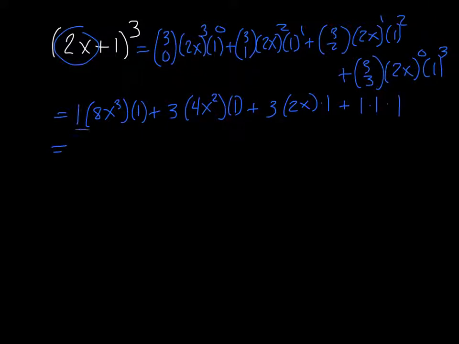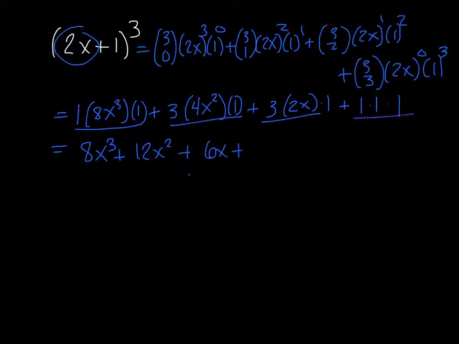And then we start multiplying all that together. So I've got 8x cubed plus, multiply that together, I get 12x squared, plus, multiply that together, 6x, plus, multiply that together, 1. Okay, I have 4 terms, just like I expect, because I had a binomial to the third power, so I expect to have one more than that. So I have 4 terms.